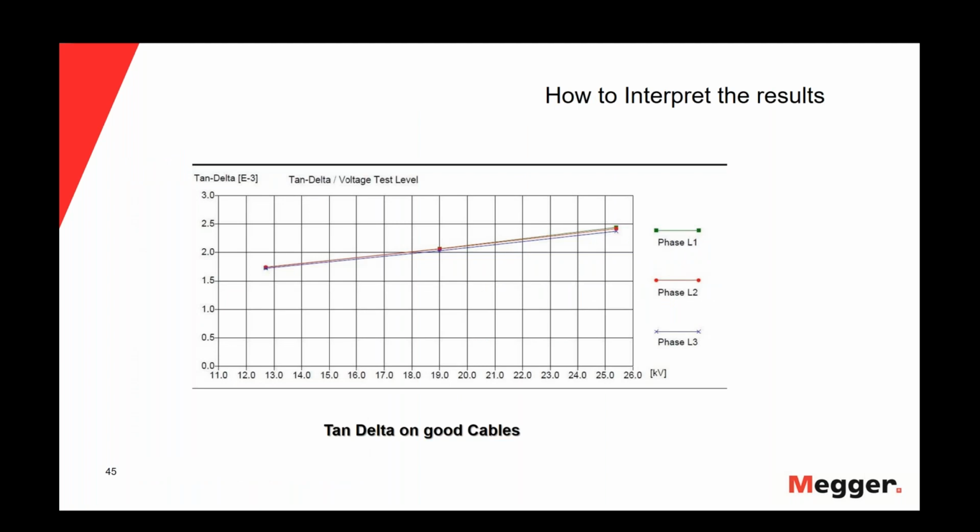To show you some results of the tan delta, in this graph we are seeing the tan delta in good cables. You can see that the three phases have pretty much the same behavior. Of course, we have a little increase of the tan delta as we increase the voltage, but this is a good result.